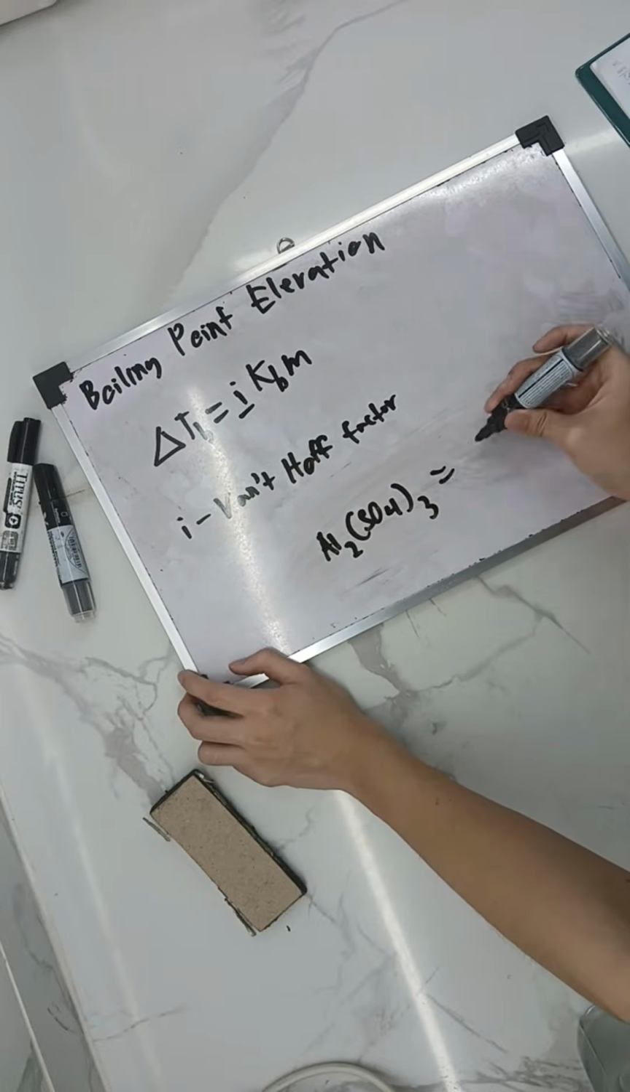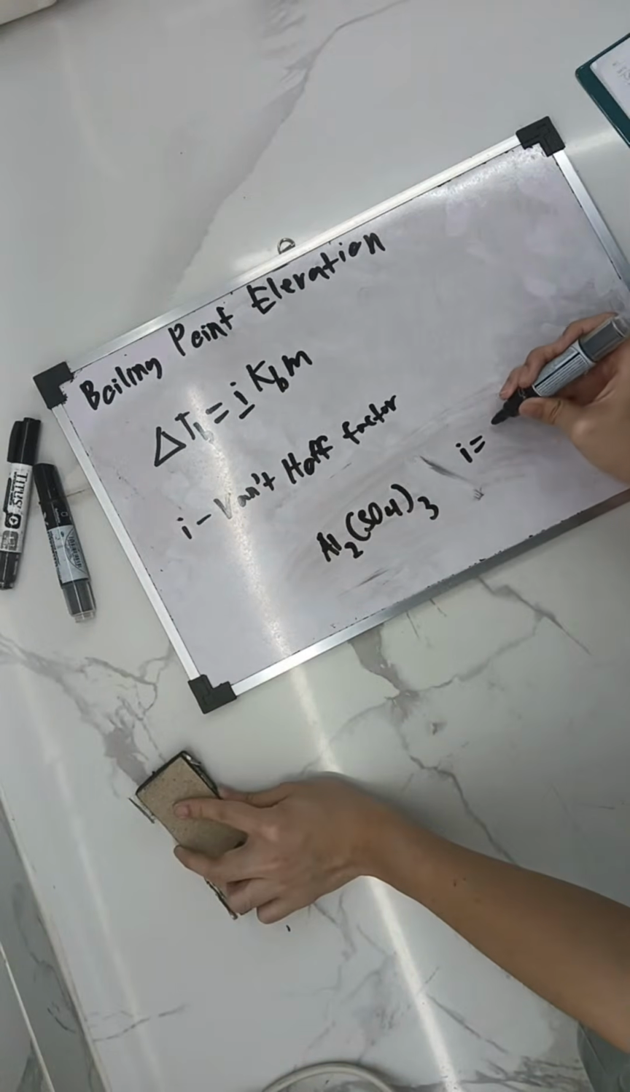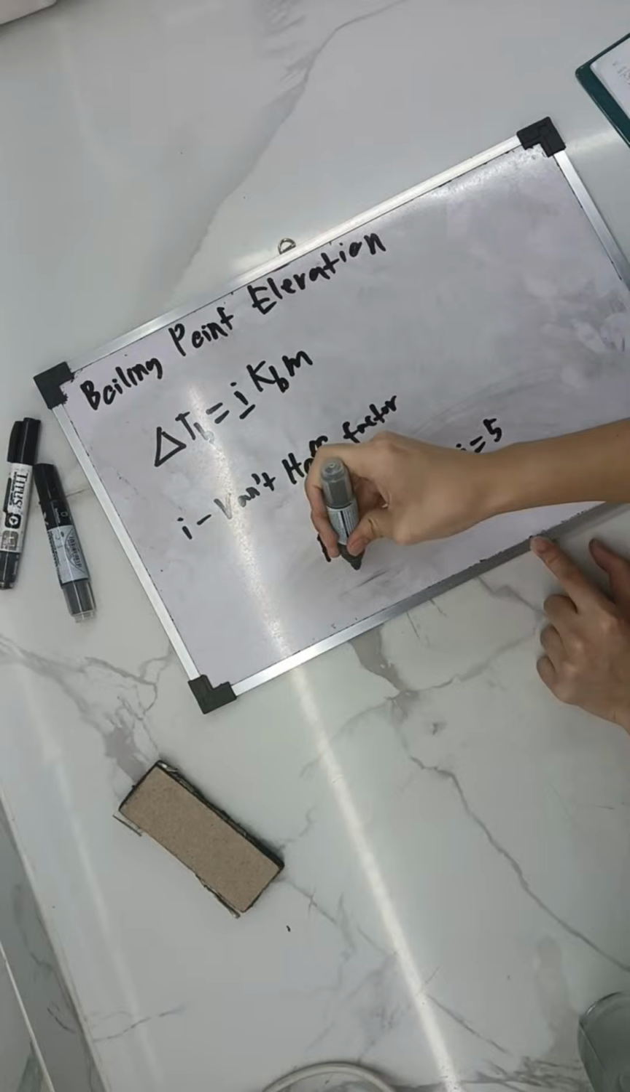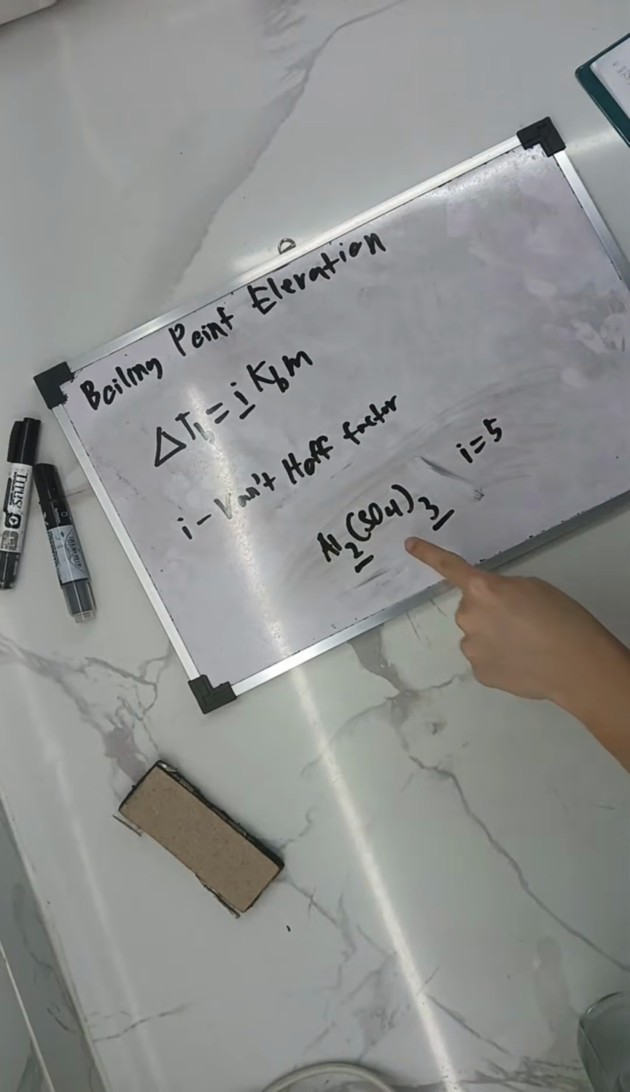Now the i value of this is equal to 5. Why is it equal to 5? Well, we're simply counting the subscripts. Again, we're counting 2 and 3. Now, why aren't we counting the 4 that is connected to the oxygen?